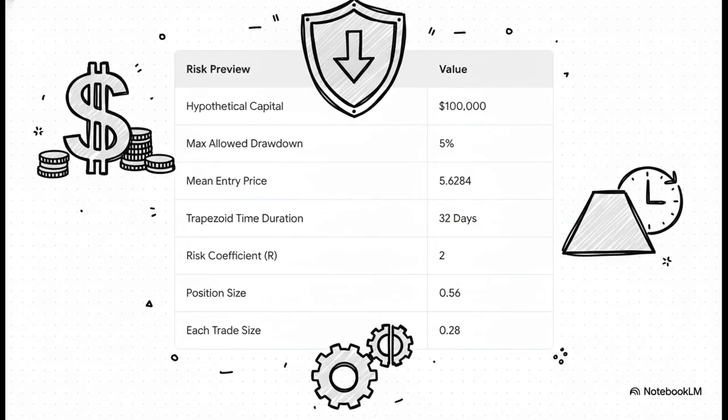The plan also lays out a really detailed risk preview. You can see it's all based on a hypothetical capital of $100,000, with a maximum allowed drawdown of 5%. This leads to a total position size of 0.56, which is split into two equal trades of 0.28 each. And you can see other key parameters are also defined right here, like the 32-day trapezoid time duration. It's all part of this initial plan.